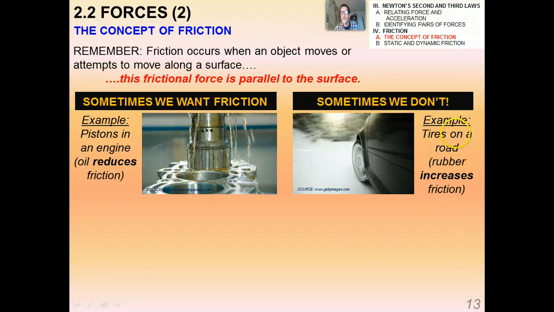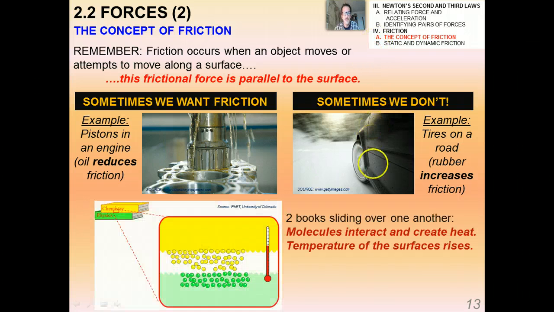Other times we don't want it. For example, tires on a road. The rubber increases the friction. So there's what's called the coefficient of friction between the rubber and the tarmac, and we want that to be really, really big. That's why driving in the rain and snow is dangerous, because that actually reduces the coefficient of friction between the rubber and the surface. So we'll talk a little bit more about coefficients of friction later on in this video, okay?